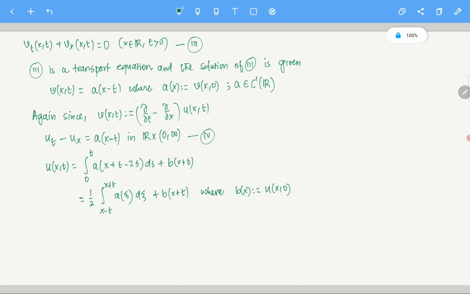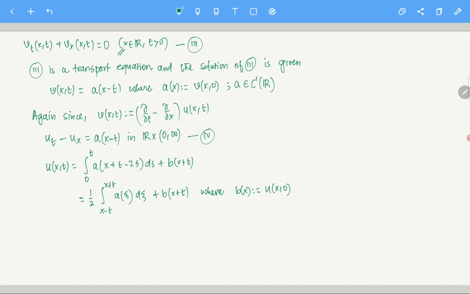See, if we just solve this equation, for just the normal equation, then the solution is given by some function of x minus t. This function is an arbitrary C1 function. And similarly here, the function which you are getting, a is there and b is there. This b is also an arbitrary C1 function.